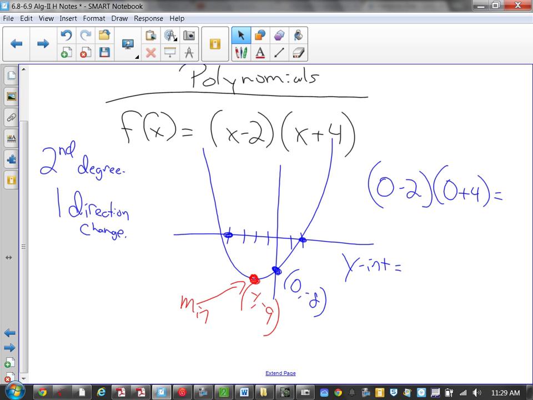Okay. Now, what changes from what we've done in the past as far as a quadratic into some of the cubic or the quartic styles, the 3rd and 4th degree, really is nothing, except that you get different changes of direction. So we'll show you.